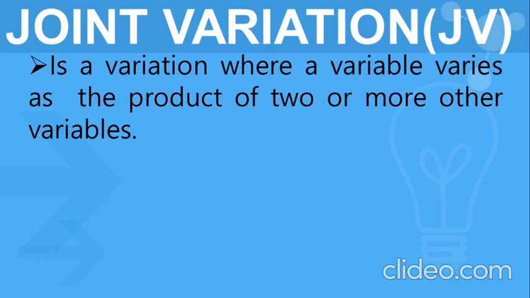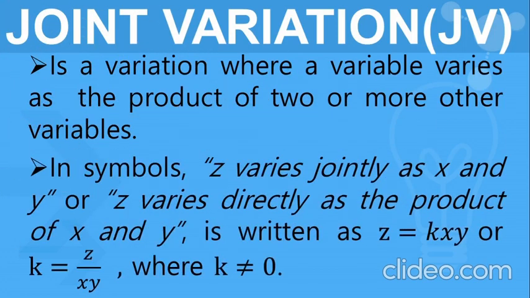It is a variation where a variable varies as the product of two or more other variables. In symbols, z varies jointly as x and y, or z varies directly as the product of x and y, is written as z is equal to kxy, or k is equal to z over xy, where k must not be equal to 0.